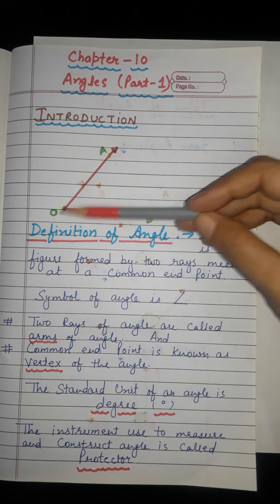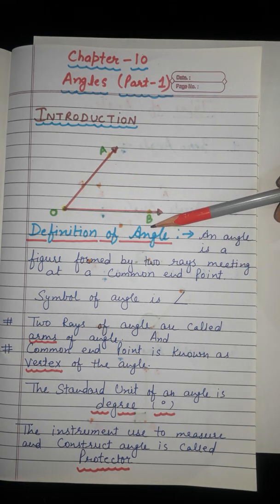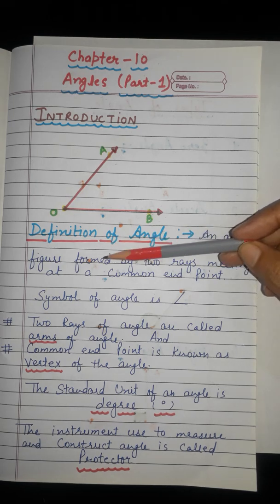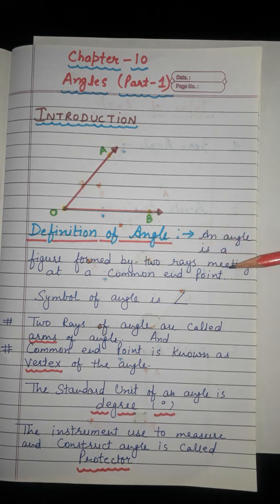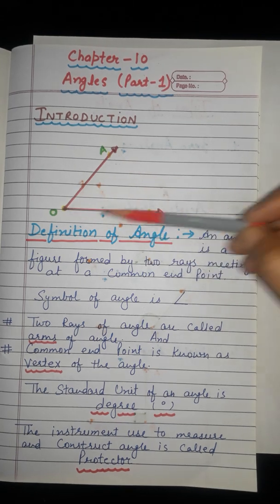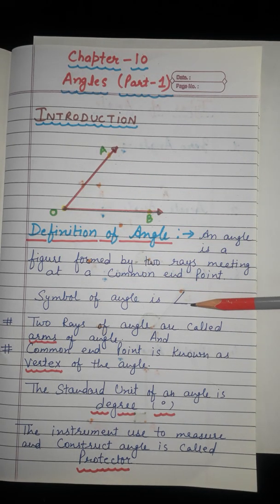You are all familiar with this figure. This figure is known as an angle. The definition of an angle is: an angle is a figure formed by two rays meeting at a common endpoint. When two rays meet at a common endpoint, they form an angle. The symbol of angle is just like this. Here I have marked the symbol of angle.